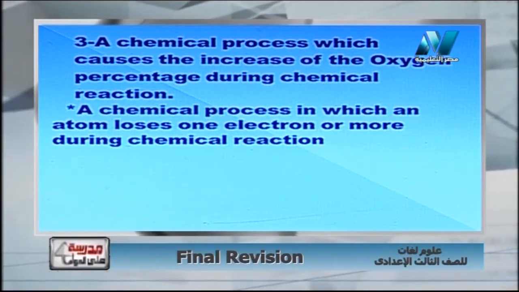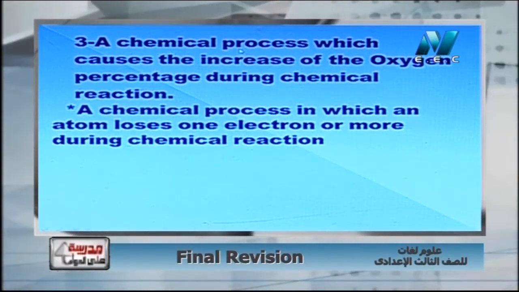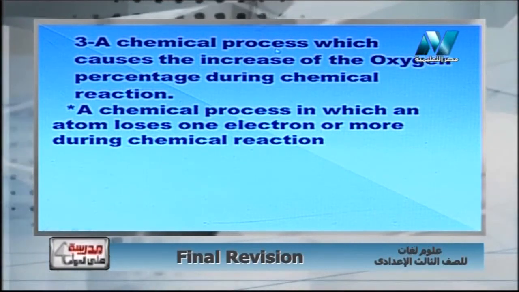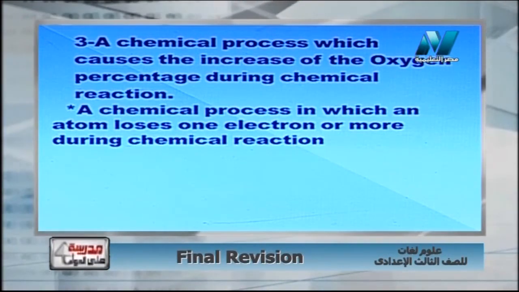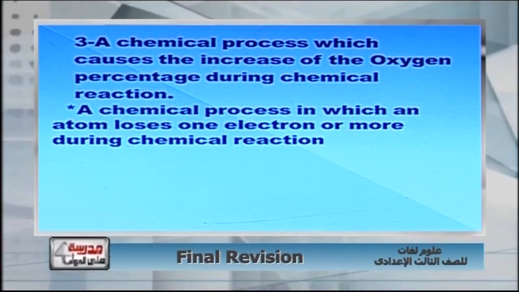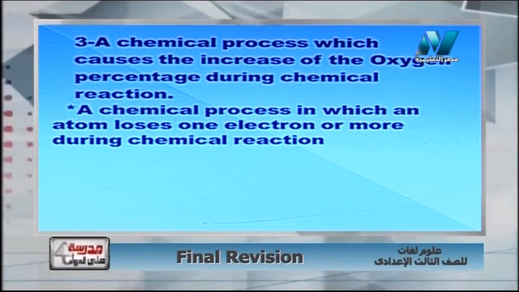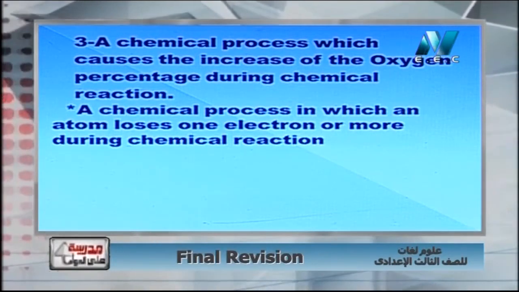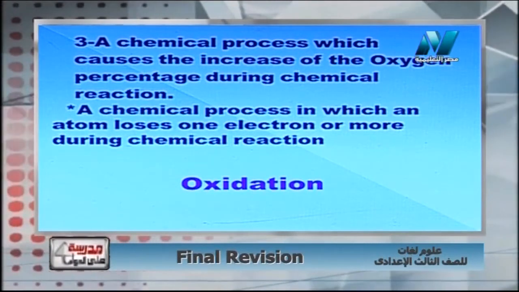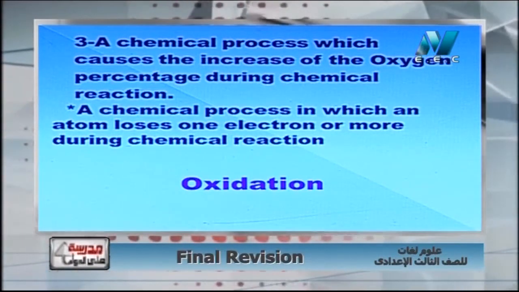So you are going to focus on what? On the first word in the scientific term, which is process. So he needs the process. As we said, oxidation reduction we can determine by the percent of oxygen and hydrogen or by the electrons. This question and this question have the same answer, which is oxidation process. Okay, so it is increasing oxygen percent, or decreasing hydrogen percent, or losing an electron or more.